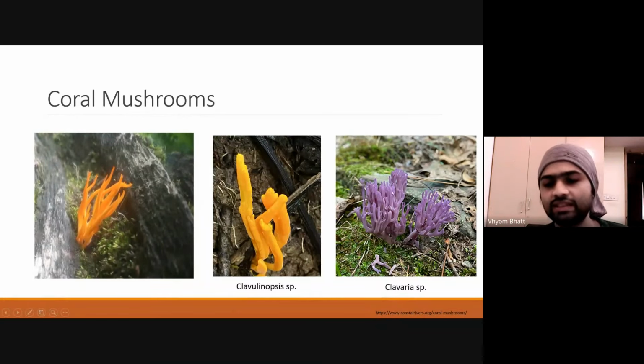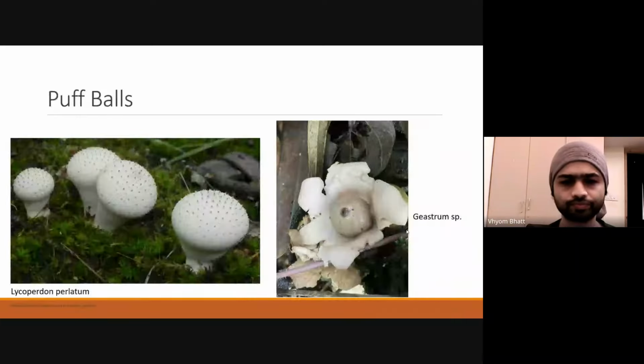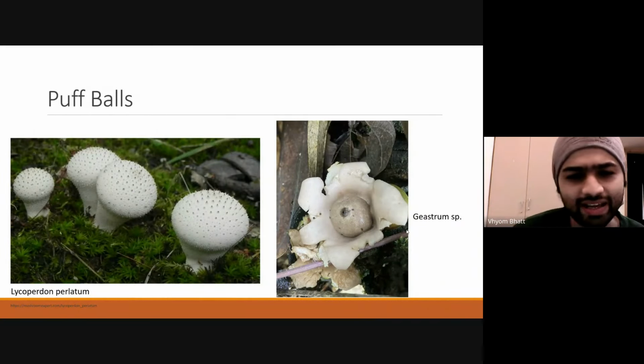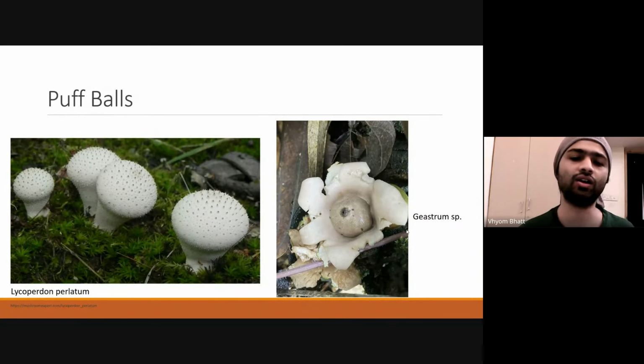Then there is this Clavaria mushroom. These can be either growing out of soil or out of decaying wood. Then another very famous group, with both edible and non-edible species, are puffballs. So you can see Lycoperdon perlatum over here, which is an edible mushroom, but not always. I'll come to that later on. Then we have Geastrum species over here, which is called the earthstar.